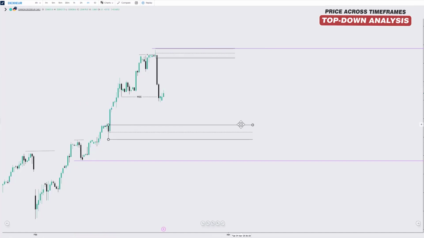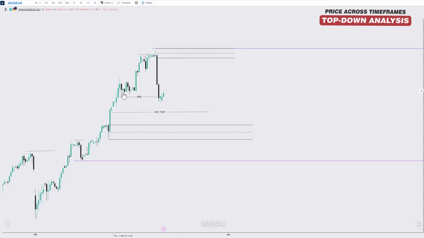Not just that, price also built some inducement area. So this particular level right here is going to serve as my liquidity inducement area, which I sometimes call a smart money trap. So this is the whole trade opportunity right here.